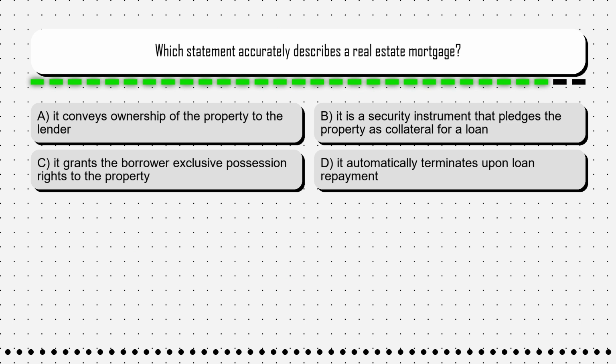Question 30. Which statement accurately describes a real estate mortgage? Option A, it conveys ownership of the property to the lender. Option B, it is a security instrument that pledges the property as collateral for a loan. Option C, it grants the borrower exclusive possession rights to the property. Option D, it automatically terminates upon loan repayment.